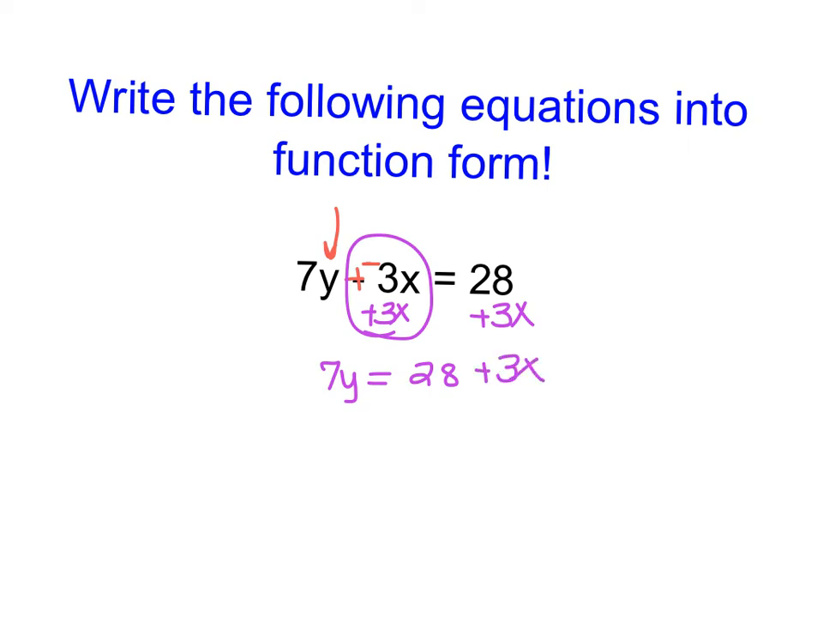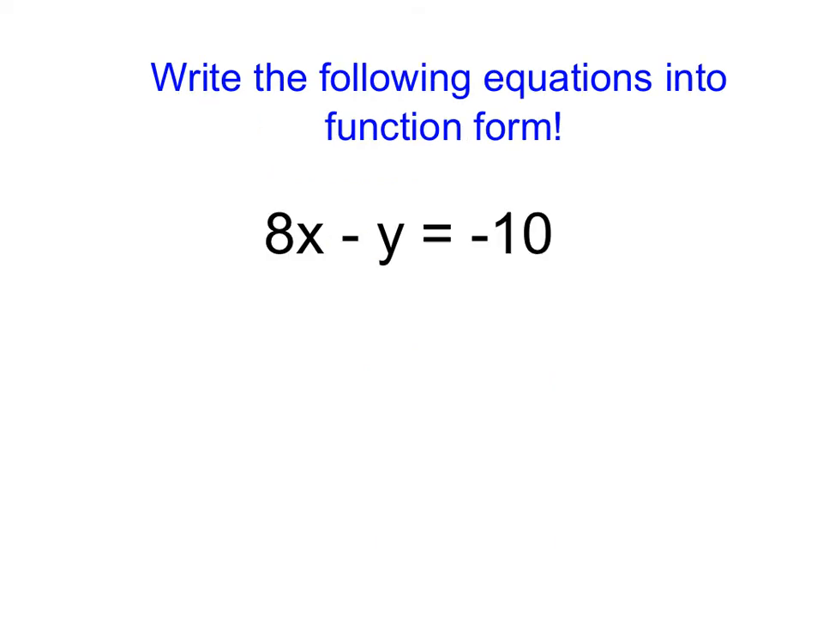Then from here I'm noticing that I want to get y completely by itself, so I need to undo that multiplication of 7. And I undo that multiplication of 7 by dividing both sides by 7. Remember, the other way to represent this is just to divide every term by 7. So we'll do 28 over 7 and 3x over 7. So we're dividing everything by 7. And ultimately we end up with y on the left-hand side. 28 over 7 gives us 4. Plus 3 divided by 7 isn't a nice number. So we're going to leave that as the fraction 3 over 7 times x.